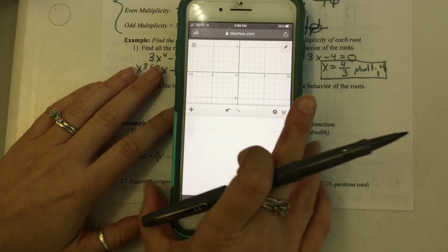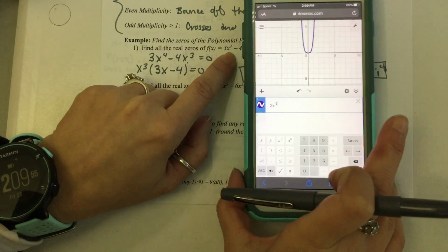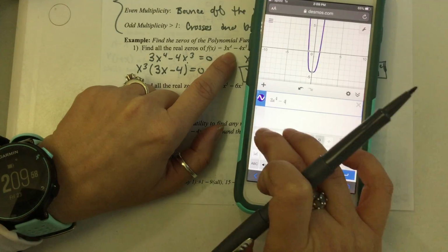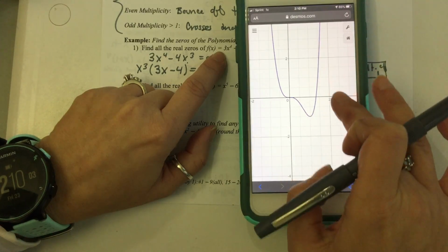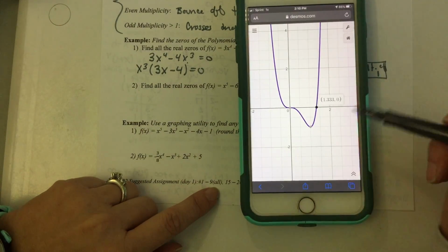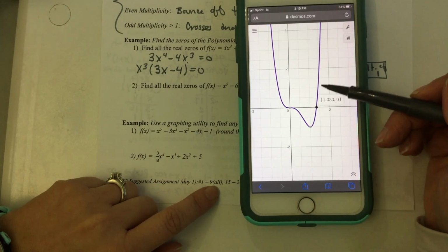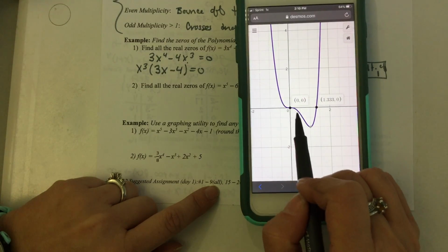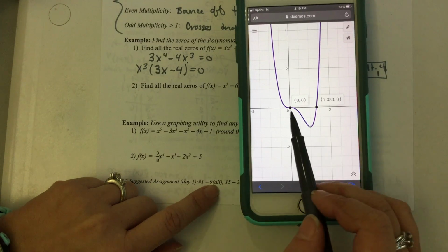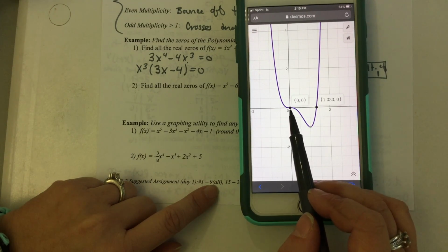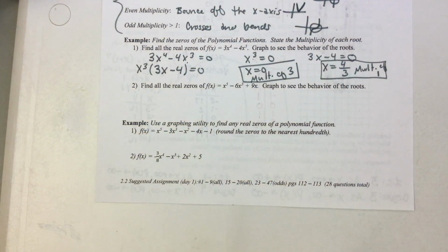I'm going to go ahead and get rid of this graph. I am looking at 3x to the power of 4 minus 4x to the power of 3. I'll even zoom in a little bit. Here, at this point, it's 1.33. That's my 4/3. It crosses and stays straight as it crosses. Now here, this is what they mean by a bend. It crosses, but it definitely has a little bend there. This is because this has a multiplicity that is an odd number bigger than 1. Our solution should be 0 and 1.3 repeating, which is the same as 4/3.